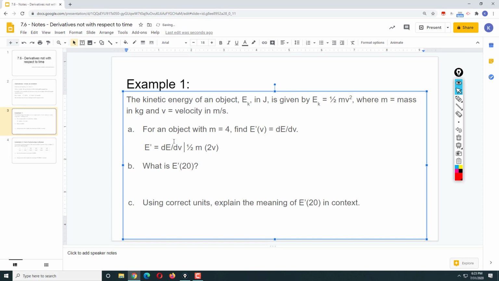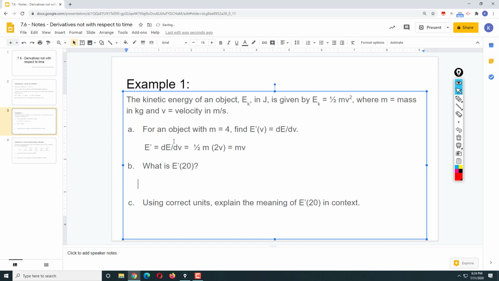Another way of looking at it is we can say that dE equals 1/2 m times 2v times dv. That's from implicit differentiation. Therefore, dE over dv is 1/2 m times 2v, and dE over dv is our E prime, what we're looking for. Simplify 1/2 m times 2v: the 1/2 and 2 cancel, it's just mv. So the derivative of E with respect to v is just mv.